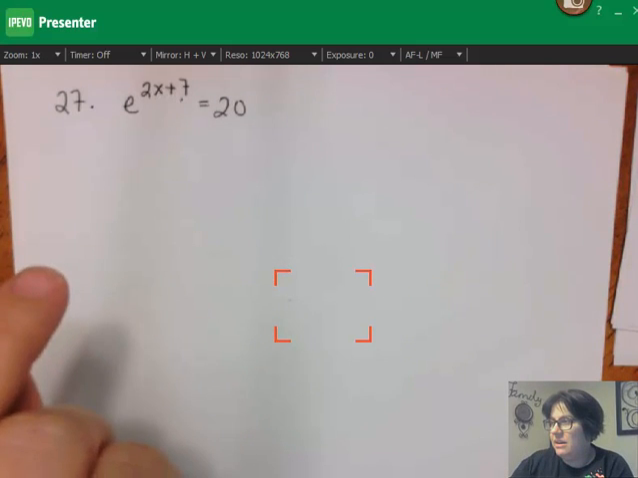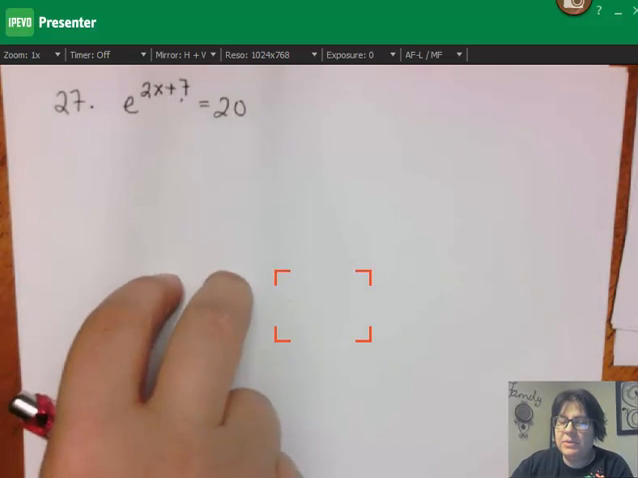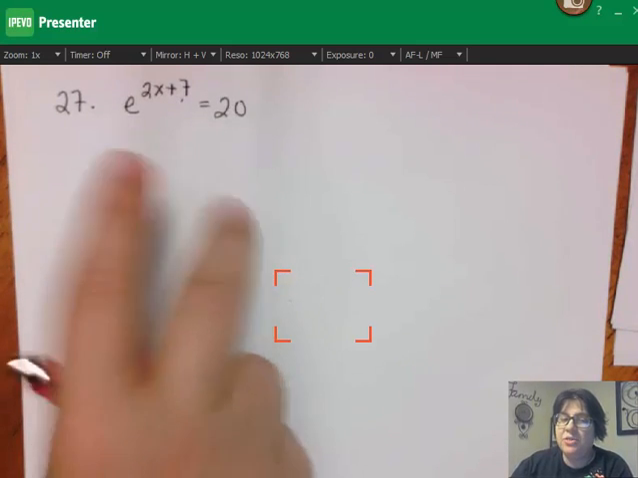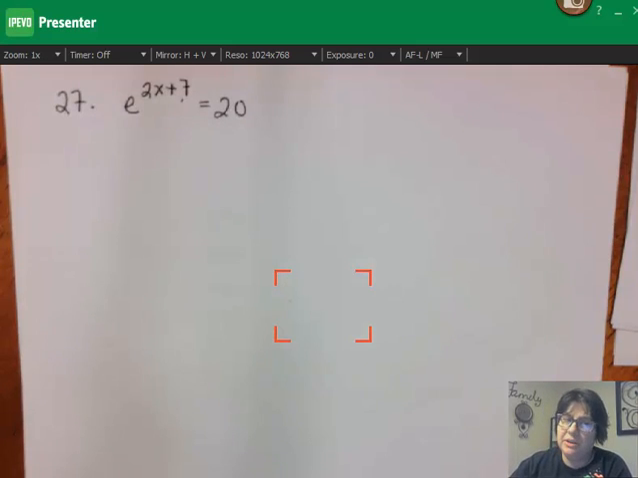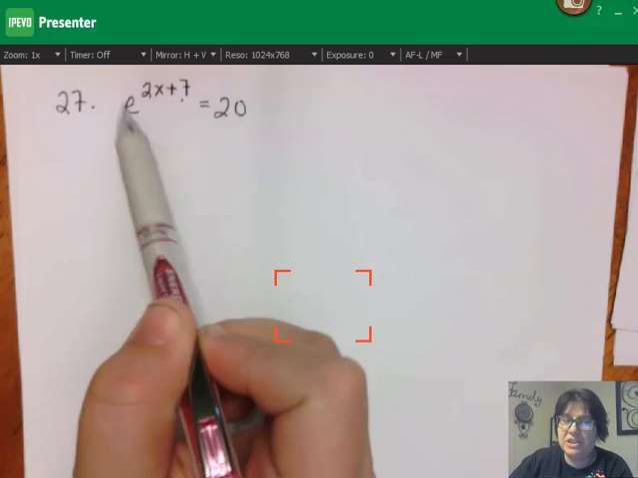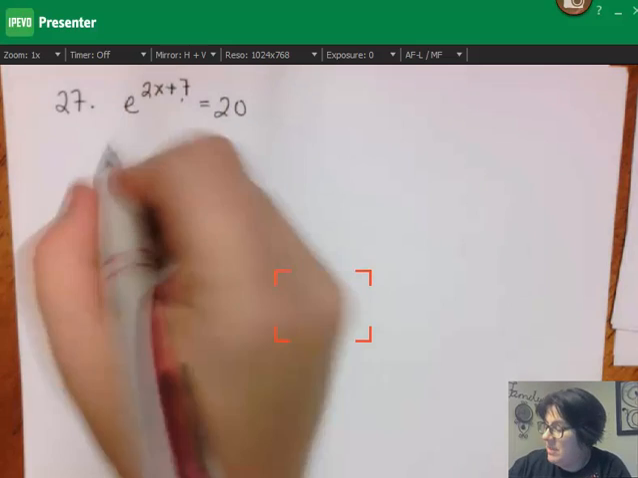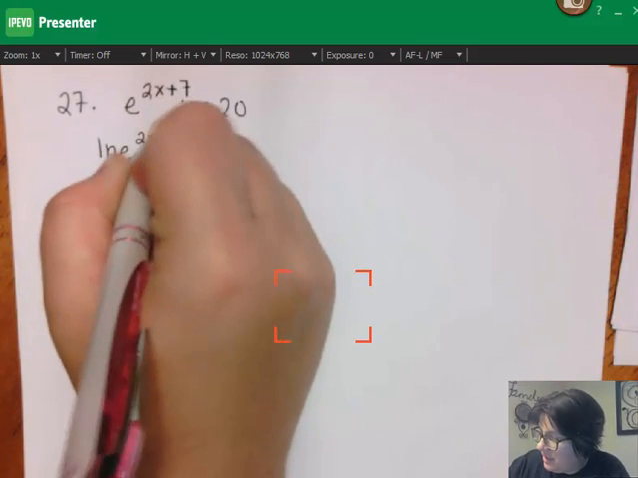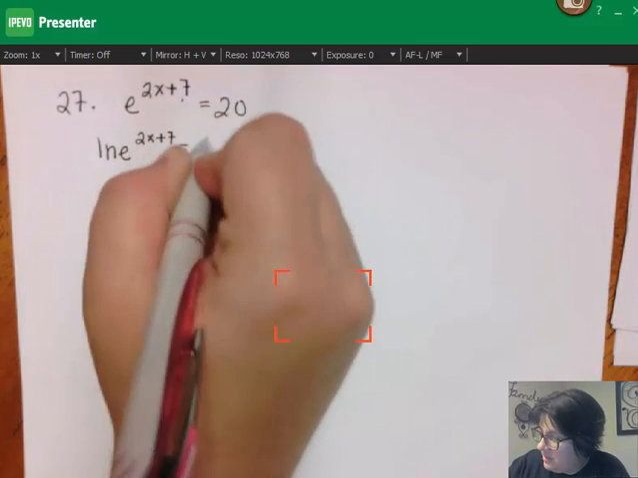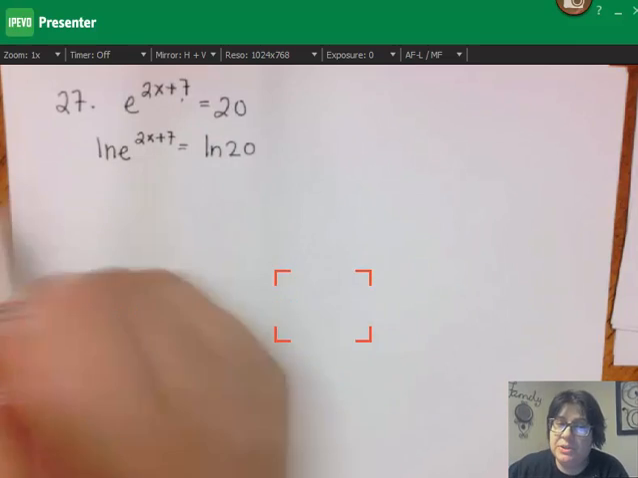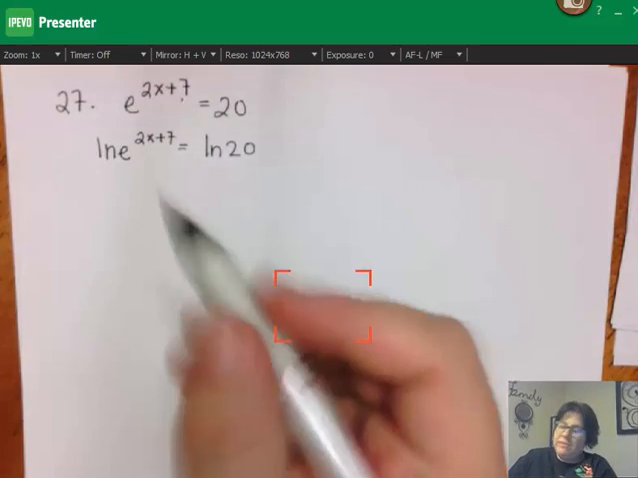Again, it doesn't matter which log you use. You can use log base 10 or log base E. Those are your choices because those are the two on the calculator. Both of them work. But when I see an E, I'm going to use natural log because you're going to save a step. Okay? So natural log both sides. So natural log of E to the 2x plus 7 equals the natural log of 20. Be careful in the test to make sure to do it to both sides. That's something that people forget quite frequently.